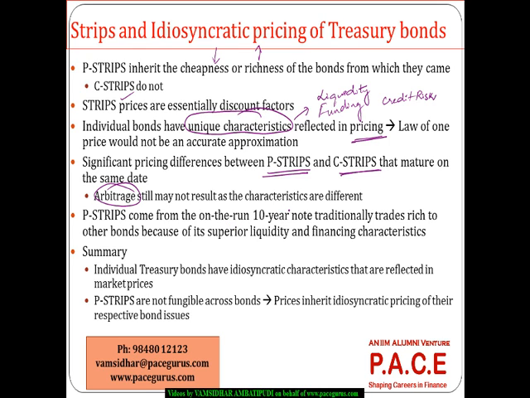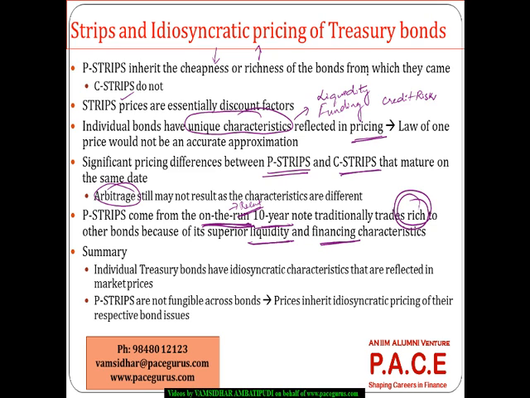What is generally observed is that P strips created more from on the run securities, which are recent, currently issued, very liquid, long term securities, generally trade rich. They are more expensive compared to their predicted price, compared to the other bonds, because of the heavy liquidity and heavy volume of trading that happens.